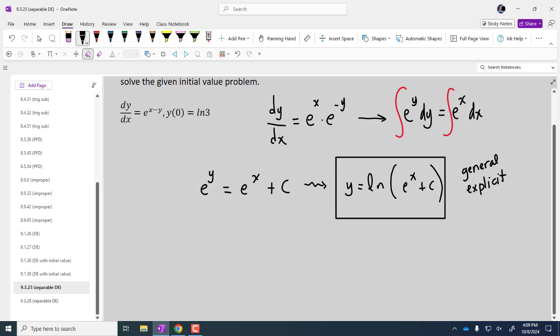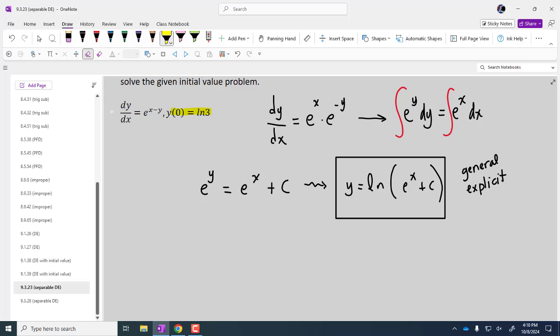Now we were given this initial value right here, so now we want to plug that in and figure out what the c value has to be. So this gives us an infinite collection of parallel curves. We want to pick the one that satisfies that condition.